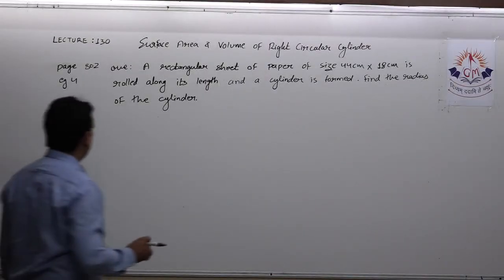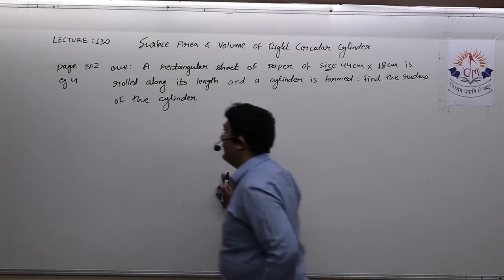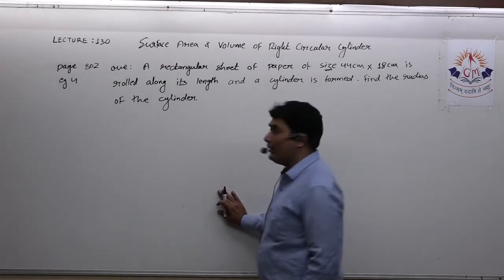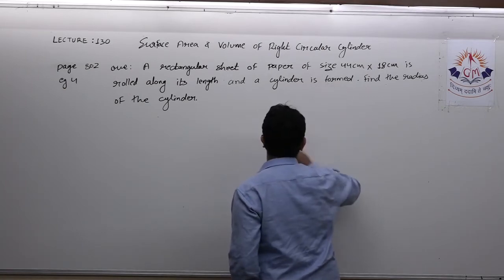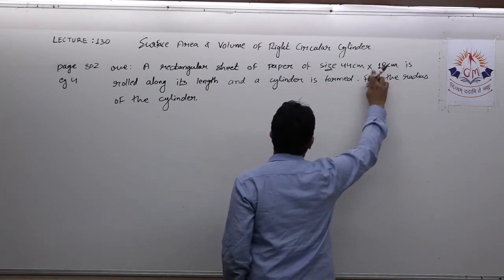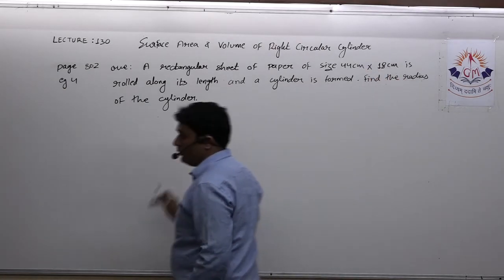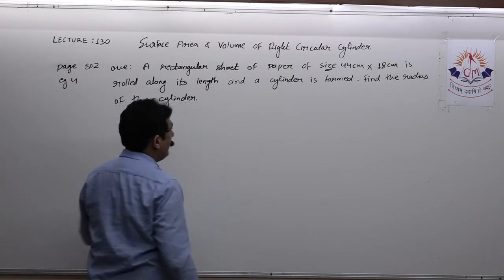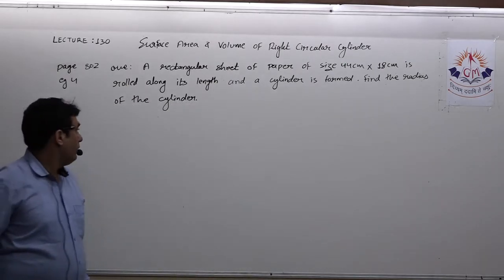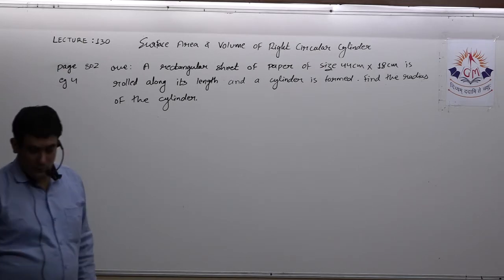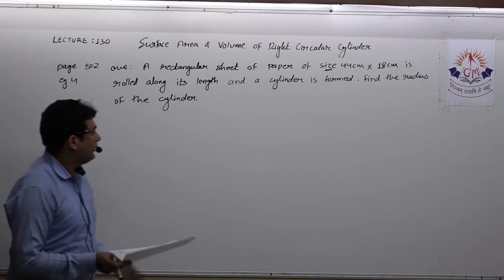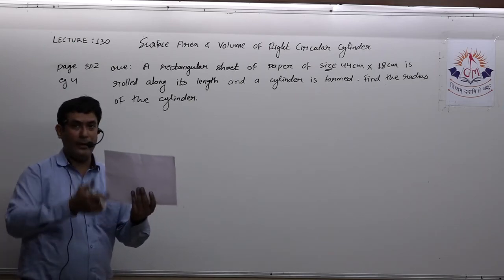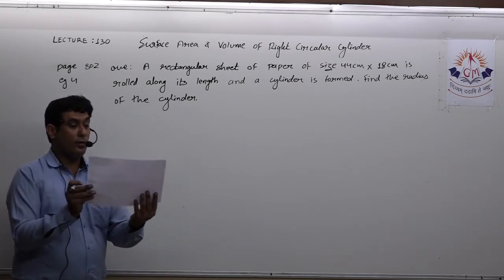Okay, so this is the next question, taken from page number 802, example 4. A rectangular sheet of paper of size 44 centimeter by 18 centimeter is rolled along its length and a cylinder is formed. You have to find the radius of the cylinder. See, suppose this is the rectangular sheet, they are talking about 44 centimeter by 18 centimeter. Now it is rolled along its length.